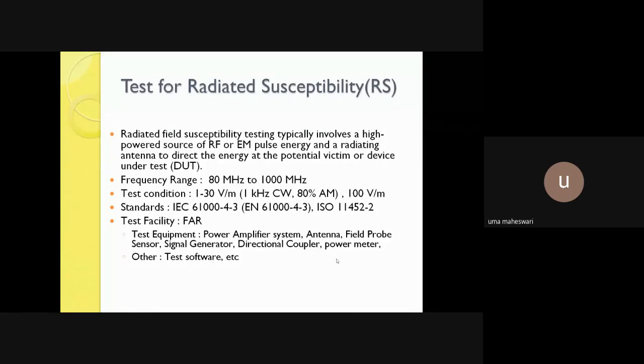This is the test for radiated susceptibility, in the frequency range of 80 megahertz to 1000 megahertz. This is the immunity check. Test conditions can be 1 to 30 volts per meter, and standards IEC 61000-4-3 and ISO 11452-2. Test facilities are there, and test equipment: power amplifiers and antenna, field probe sensors, signal generators, directional coupler and power meters. Others, test software for manipulating the data. For example, if you are calculating for a particular 3-meter immunity, it will calculate for 30 meters immunity. So that correlation can happen through the test software.